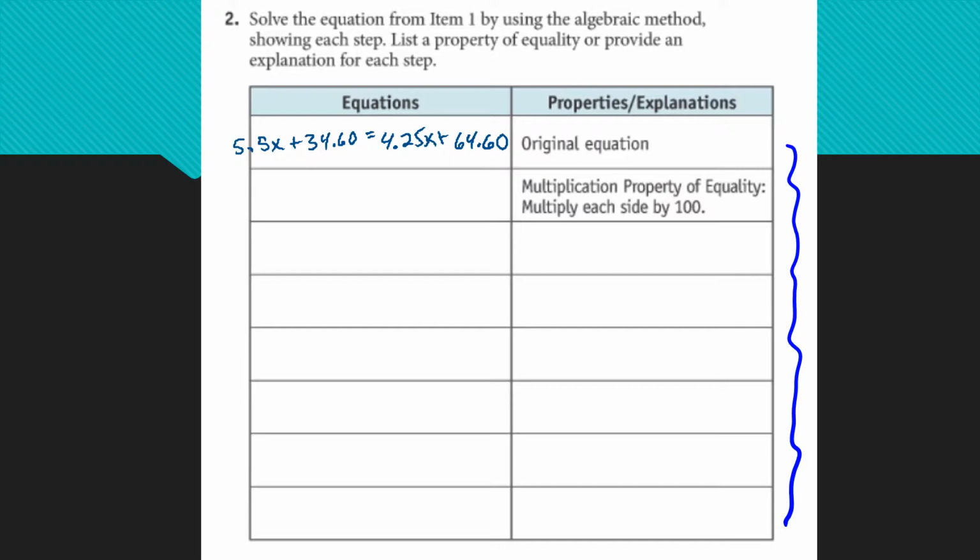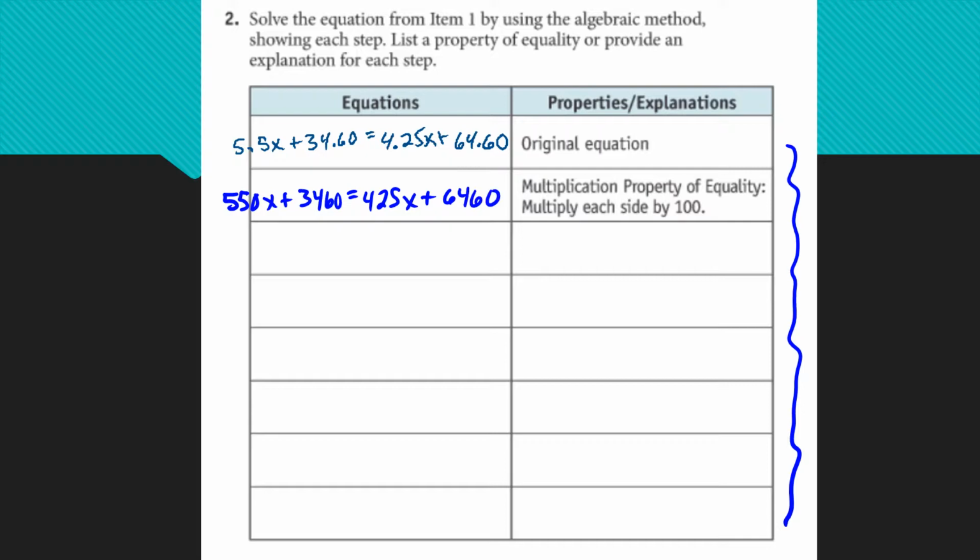So the first thing they want us to do, and this is a good idea, is to get rid of decimals. They gave us a hint. If we multiply each side by 100, we could get rid of 2 decimal places, which for the 4.25 we'd need to do. If I multiply each side by 100, every term gets multiplied by 100, so the decimal moves 2 places. So I would have 550x plus 3460 equals 425x plus 6460.